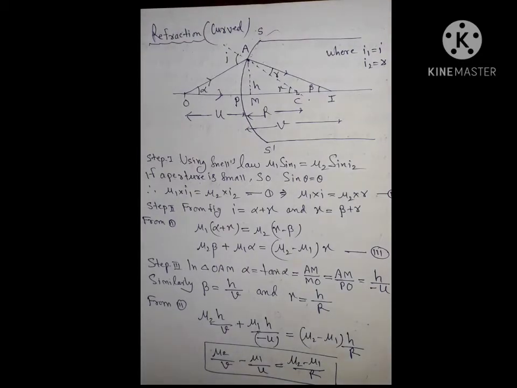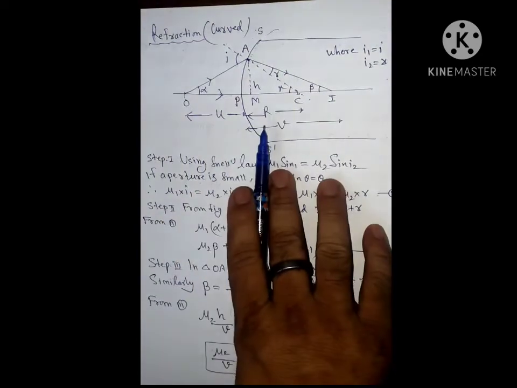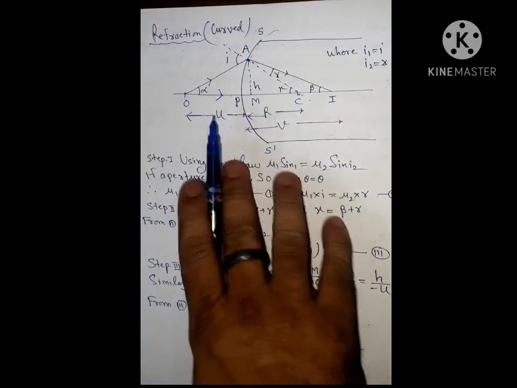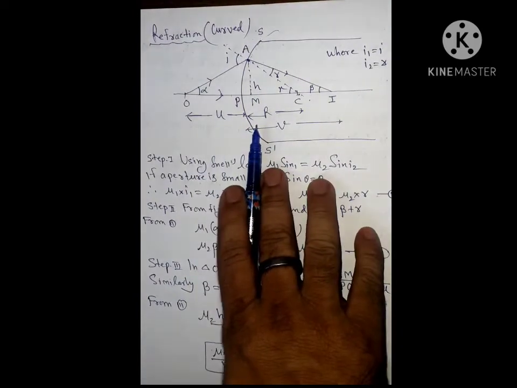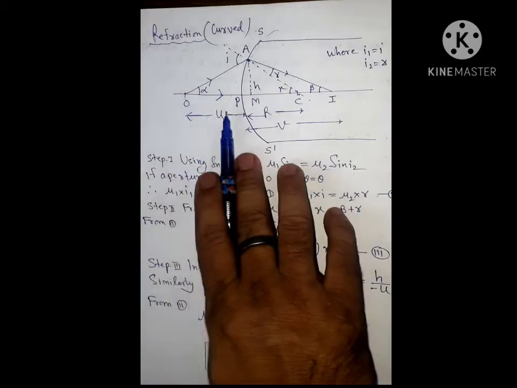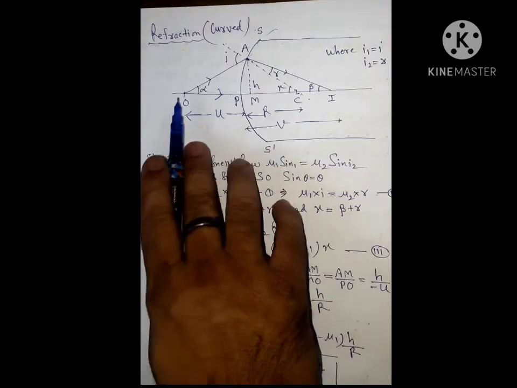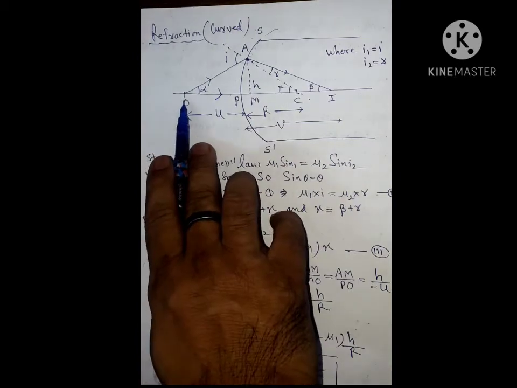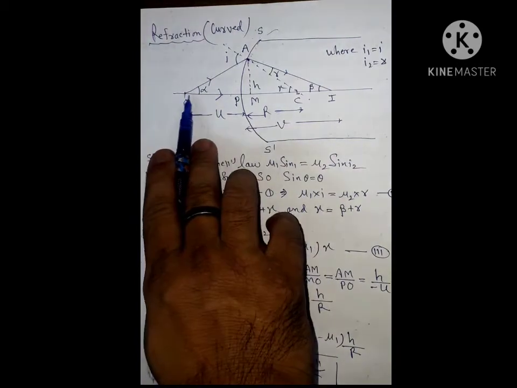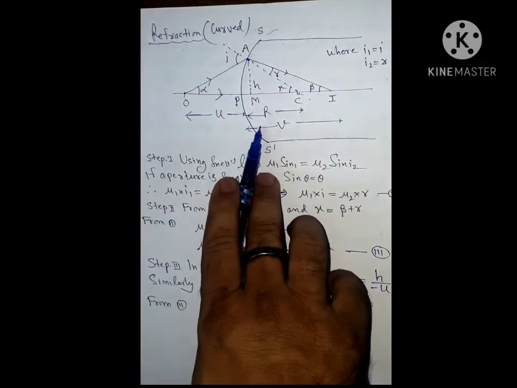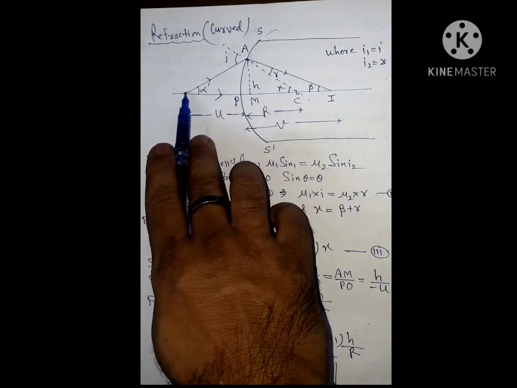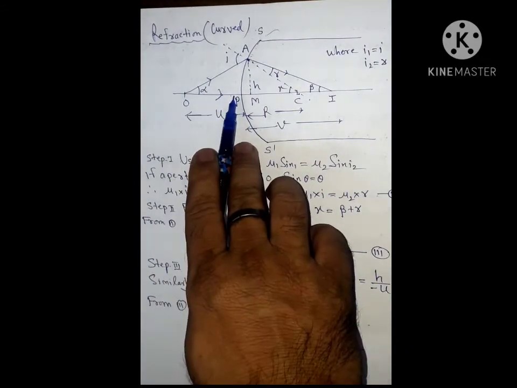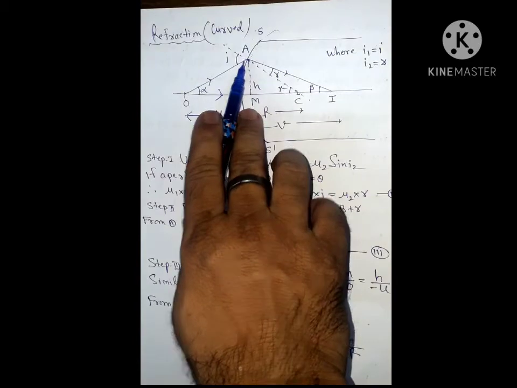Hello students, the topic is refraction through a curved surface. Actually, light objects are of two types, point object and extended object. For image formation, we should take only two rays. One ray strikes normal to the surface and the other ray strikes near to the first ray.